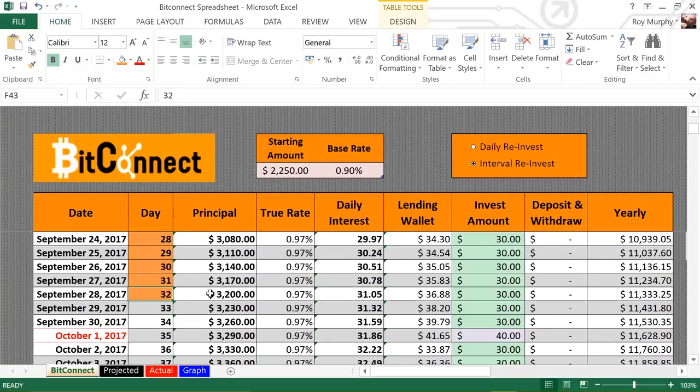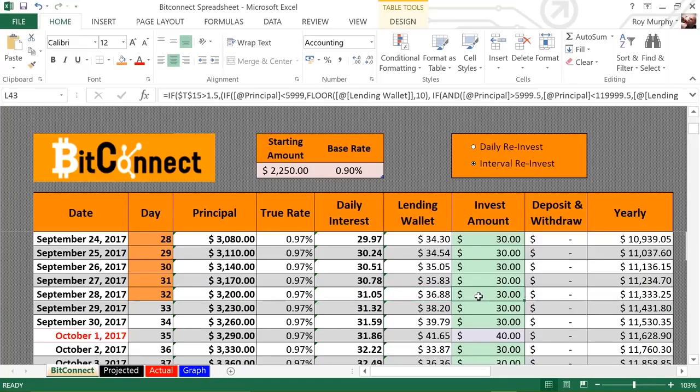So the principal on day 32, from my $2,370, my principal now, just lending the interest that I get every single day, is $3,200. So my daily interest is now over $30 a day. So my lending wallet today should be 36, and my investment amount is a whole round number of a multiple of 10, which should be 30.